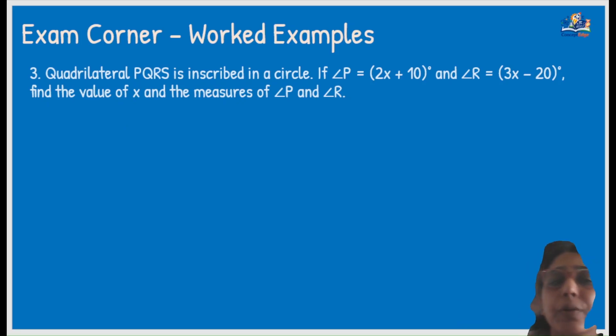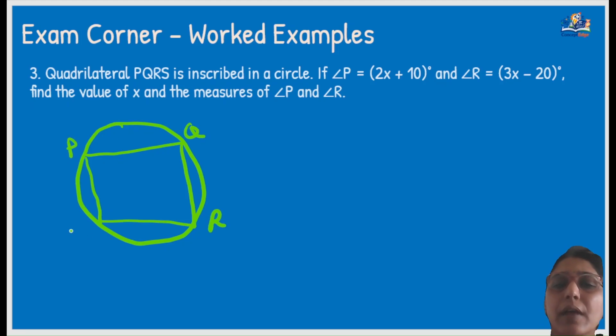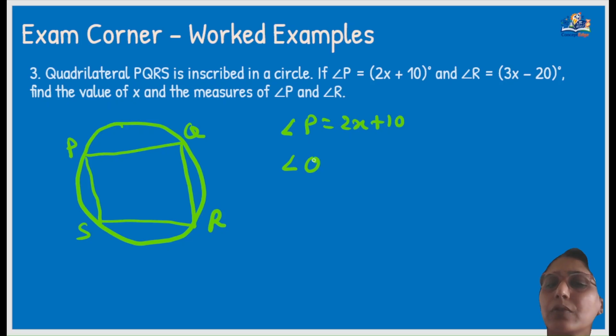Now moving to the third question. Quadrilateral PQRS is inscribed in a circle. So basically it is a cyclic quadrilateral they are talking about. So if I just make a cyclic quadrilateral, P, Q, R and S are the points. Angle P is given as 2x plus 10 and angle R is given as 3x minus 20. Now I want to find the value of x and the measures of P and R. So P and R are the opposite angles.